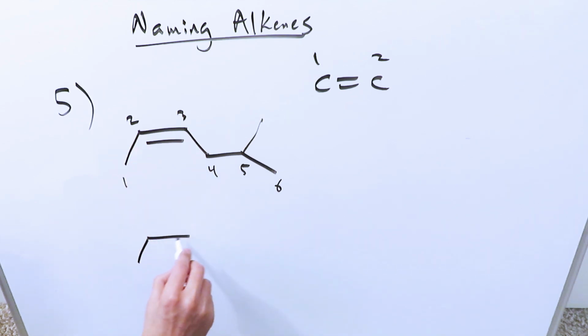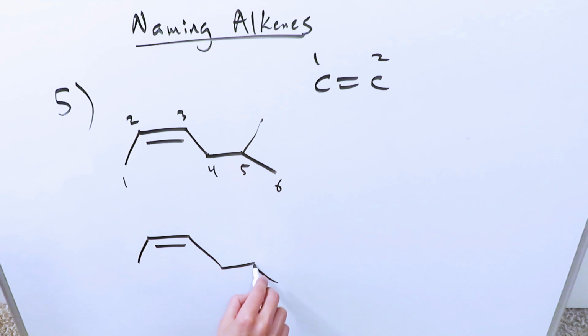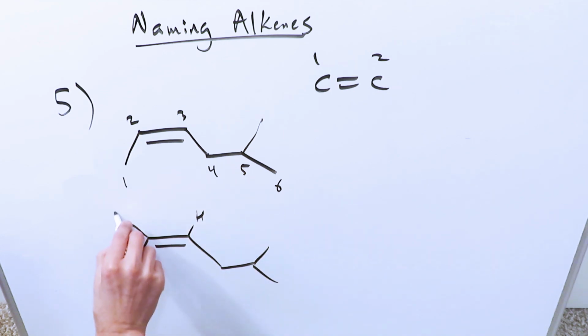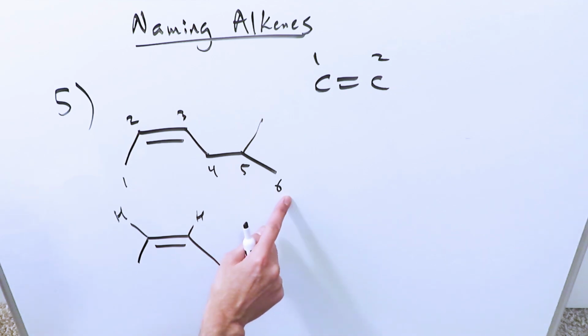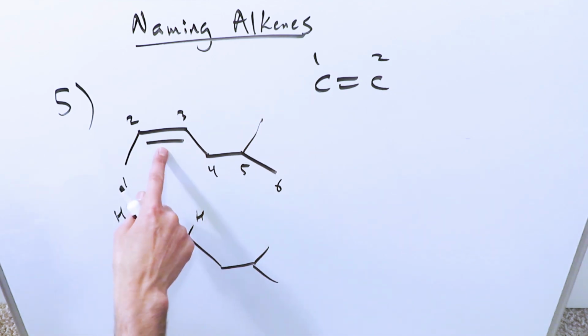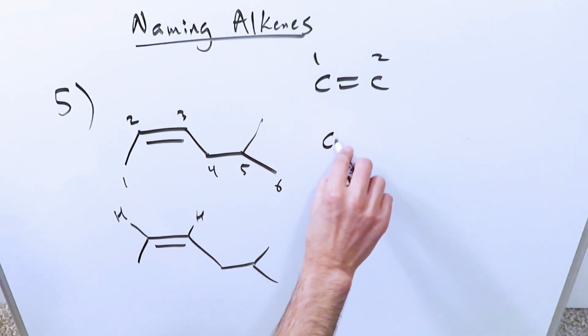I will redraw it for you and it looks something like this. Here you have a hydrogen, here you have a hydrogen. These two hydrogens are cis to one another. You have a hexane, but it's a hexene because of this. So you're looking here at a cis.